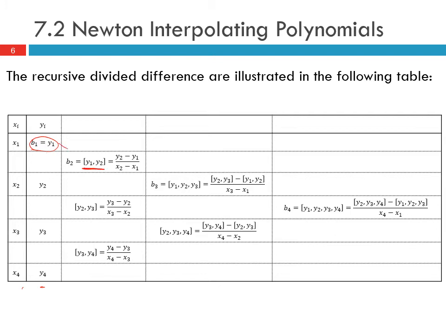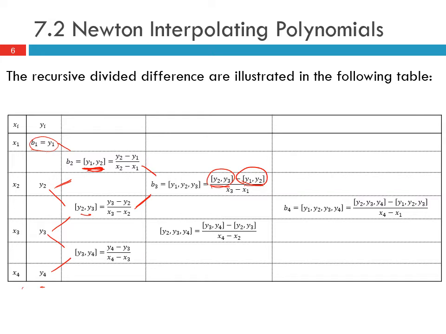So we follow these into the next cell of our table. So y2 minus y1 over x2 minus x1. And then here we do the same thing. So we combine y2 and y3, and here we combine y3 and y4 using the expression for the divided differences. b3 is then y1, y2, y3, which can be found by combining these here. So y2, y3 minus y1, y2. The y2, y3 comes from here, and the y1, y2 comes from here.